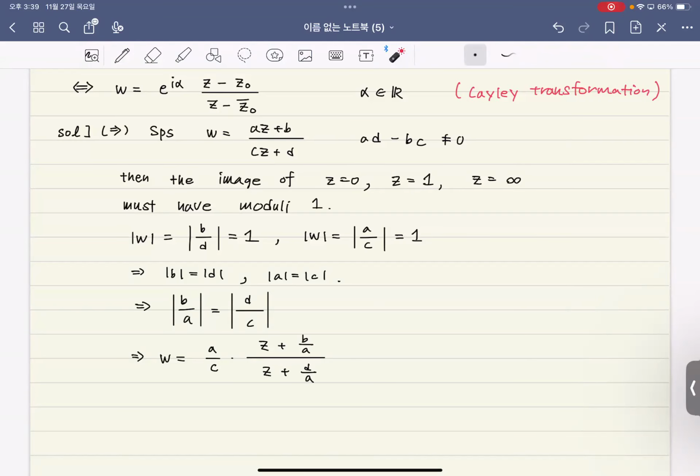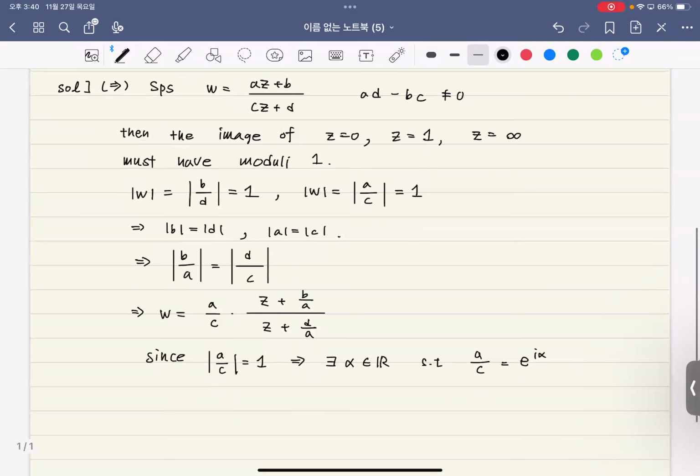Okay, and what is the modulus of this complex number? Well, according to this, the modulus of this complex number must be 1. So since this guy has modulus 1, this implies you must be able to find another real number, say alpha, such that A over C is e to the i times alpha, right?